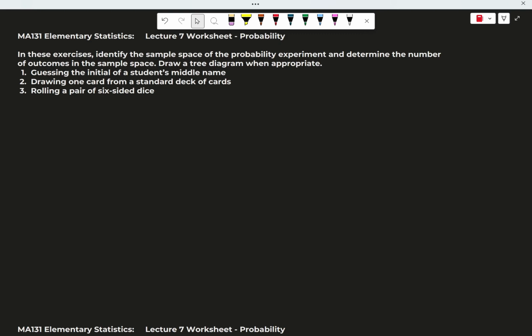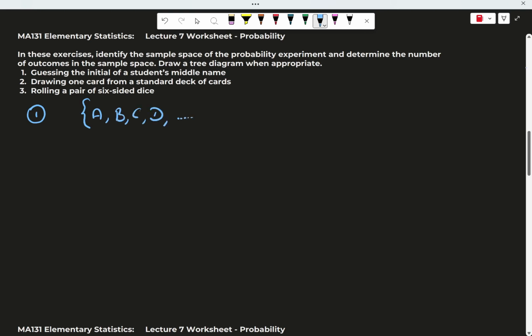So, if you were to guess the initial number of a student's middle name, how many possible different outcomes are there? Well, it's literally just the number of letters in the English alphabet. So the sample space will consist of A, B, C, D, etc., all the way up to X, Y, and Z. How many different outcomes are there in the sample space? There are 26 letters in the English alphabet.